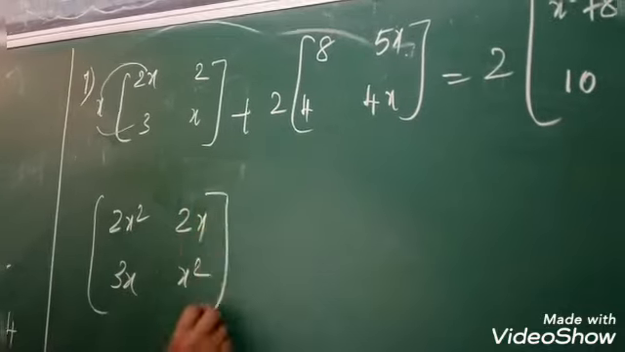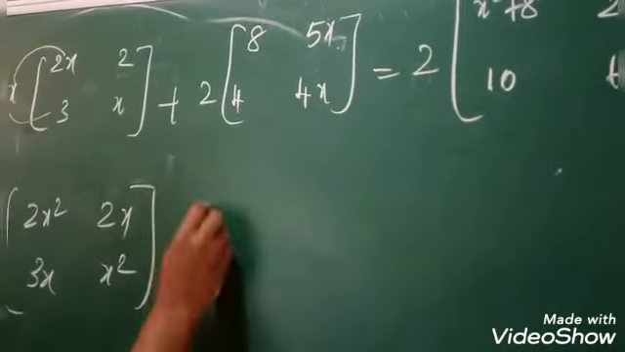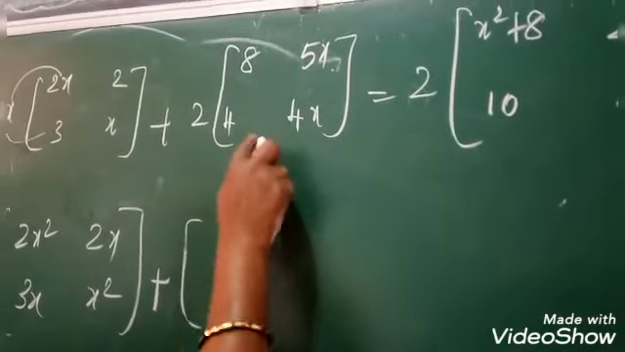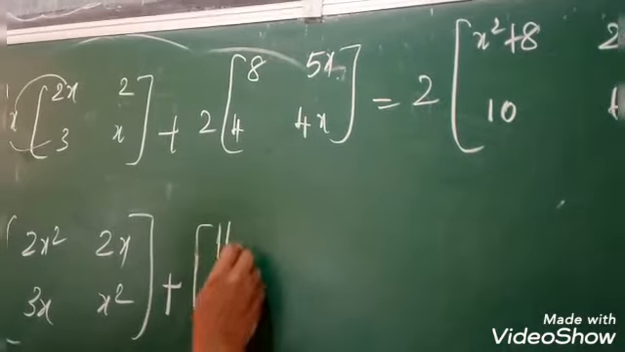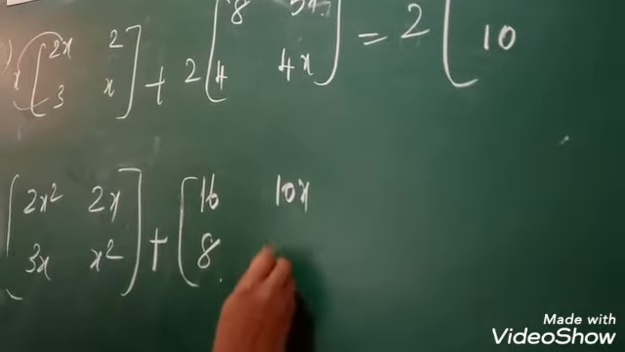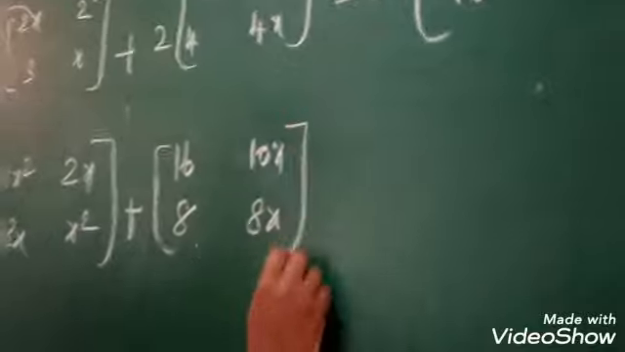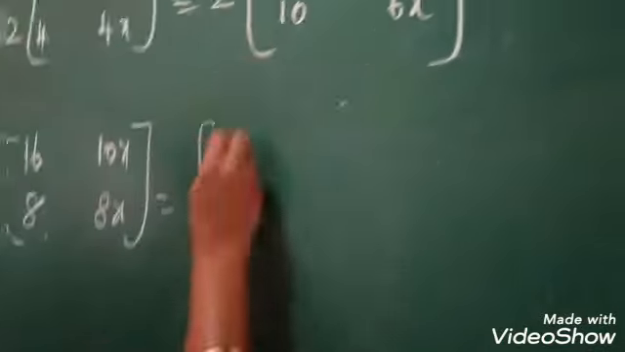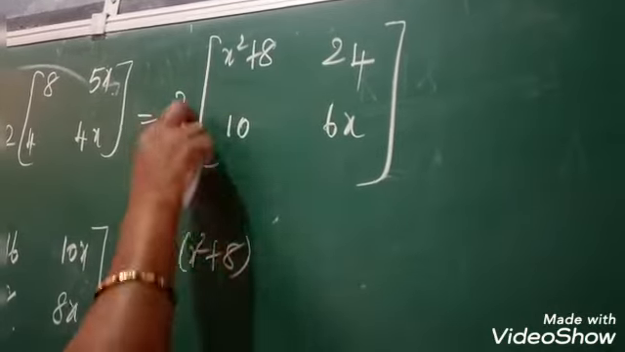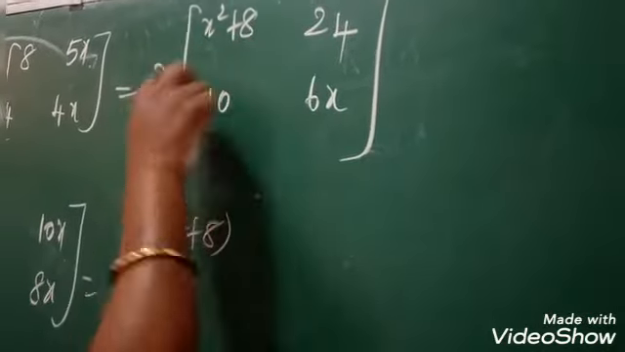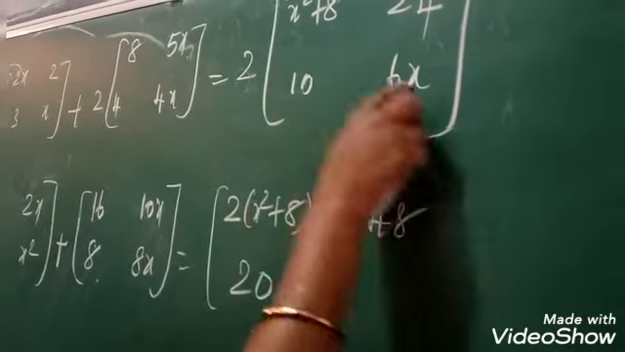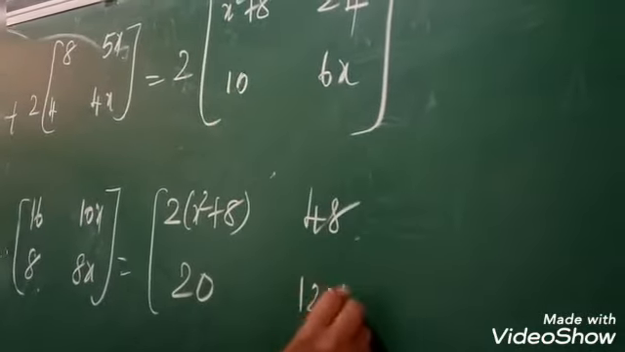Okay, then next you should multiply by 2. The scalar you already studied in the properties. The 2 should be inside. All the elements should be multiplied. 2 into 8, 2 into 5x, then 2 into 4, then 2 into 4x. Okay girls, then here also if you multiply by 2, 2 into x squared plus 8. The 2 is common for 2 terms here. 2 into 24. Okay, now 2 into 10, 2 into 6x, 12x.